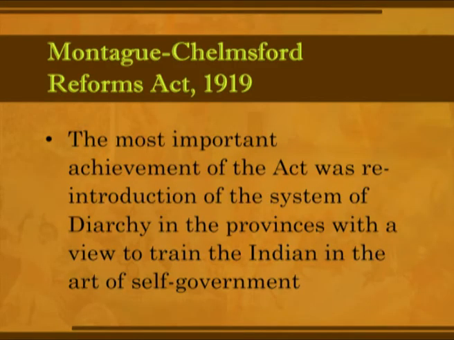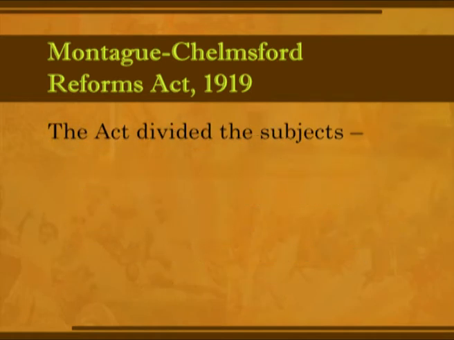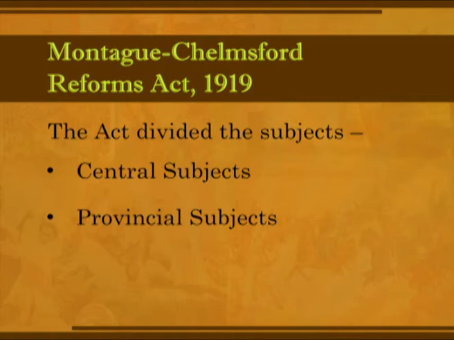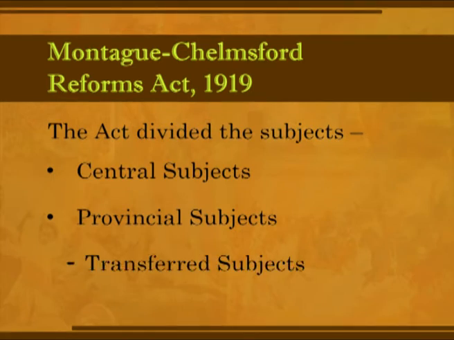The most important achievement of the Act was the reintroduction of the system of diarchy in the provinces with a view to train the Indians in the art of self-government. The Act divided the subjects into two categories, central and provincial subjects, and gave greater freedom to the provincial governments to administer provincial subjects. The provincial subjects were further subdivided into reserved and transferred subjects. The size of the provincial legislatures was also considerably enhanced. They were authorized to make laws and to provide governments to the provinces.